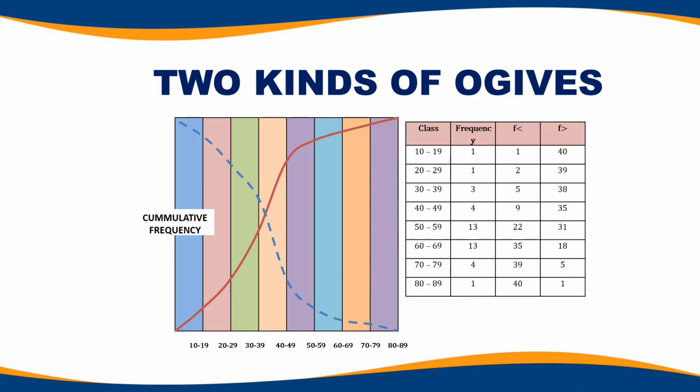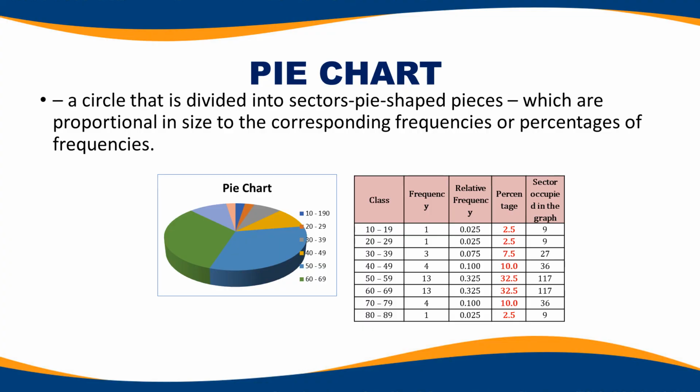But if you want to clearly see the percentage of each class, so mas pinakamagandang magagamit mo is the pie chart. The pie chart is a circle that is divided into sectors or pie-shaped pieces which are proportional in size to the corresponding frequencies or percentages of frequencies. So, makikita mo dyan, yung percentage nung 10 to 19 is 2.5%. So, ayun, maliit lang yung kulay blue na nasa gawing taas. Another, yung 20 to 29, yung medyo blue-green na 2.5% pa rin.